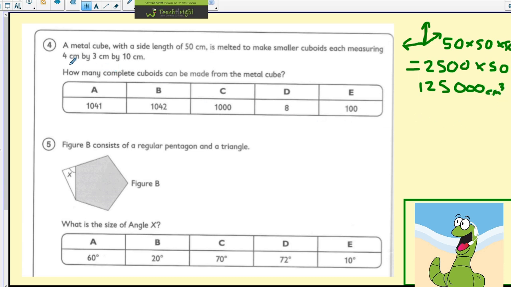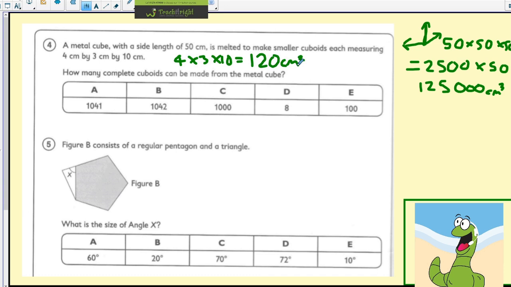So the volume of my metal cube that I started with is 125,000 centimeters cubed. And I want to make it into smaller cubes that are 4 by 3 by 10. So 4 times 3 times 10 is going to be equal to 12 times 10, which is going to be equal to 120 centimeters cubed.